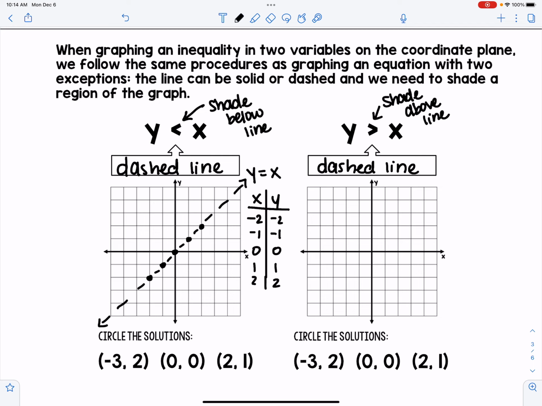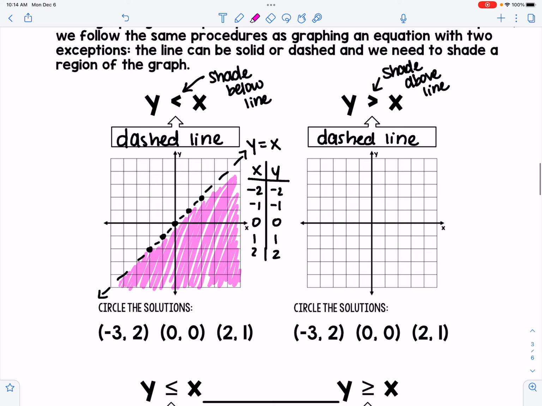Now, the final thing that we have to do here is we need to shade below that line because it says that y is less than x. And we're going to check our solutions. We're going to see which of these points are part of our solution based on what we've graphed. So we're given the 3 points to start off with. So we have -3, 2, 0, 0, and 2, 1.